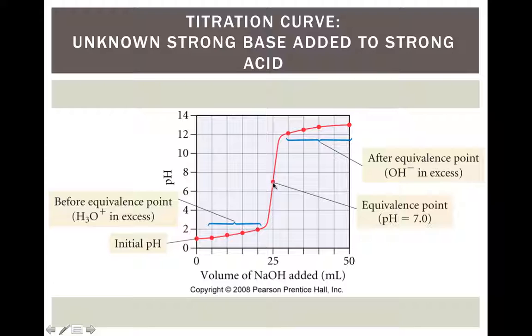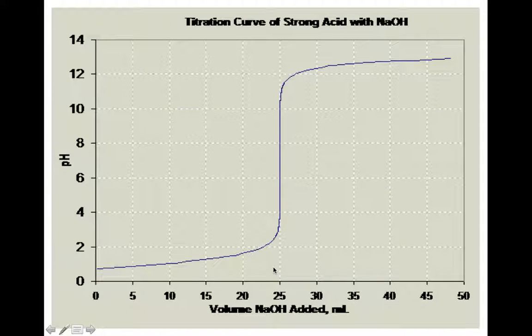So the equivalence point is halfway between the jump. That's what I kind of call it. You're going to mark the point where it is about halfway with the jump. And what you need with the equivalence point is not only the pH at that point, but the volume of base added. So this is a real titration curve.